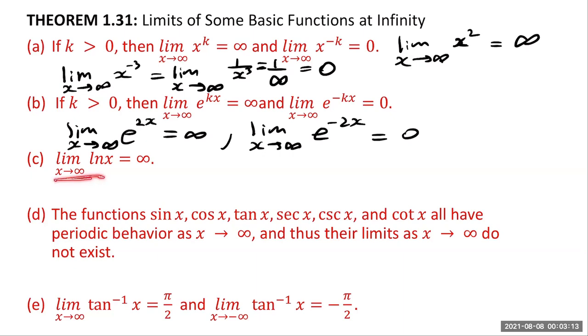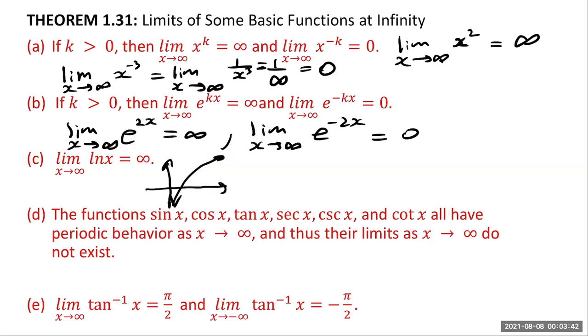And here is the third part. Limit as x approaches infinity, ln of x is equal to infinity. This is also clear from the graph of ln x. You all know that the graph of ln x looks like this, right? So what happens to ln x as x goes to infinity? As x goes to infinity, your y value is growing without bound. Your function value is growing without bound. So that means your function value also should go to infinity. So your answer is infinity.